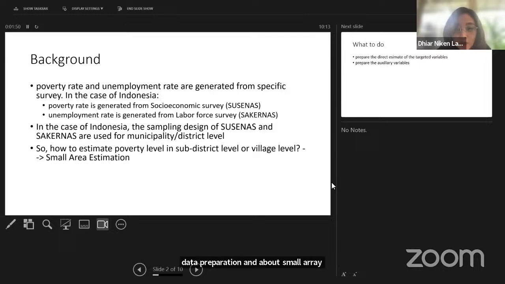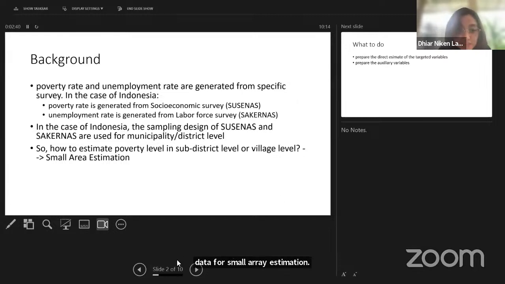I assume that all of you here by now already understand what small area estimation means, because our colleague from the Philippines has explained it in great detail for these two days. So here I just want to give a real example of small area estimation preparation in the case of Indonesia. After this, I hope you can imagine what kind of data you need for small area estimation, what data is available in your country, and what you should do with the data so that you can use it for small area estimation.